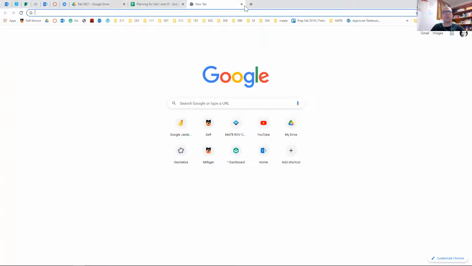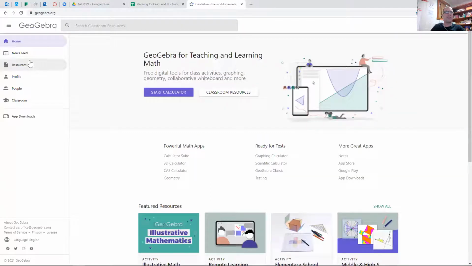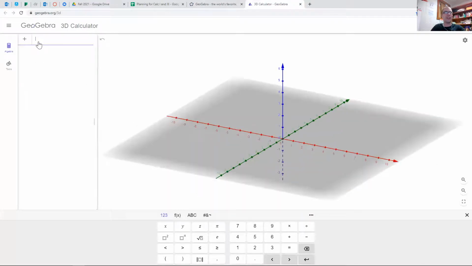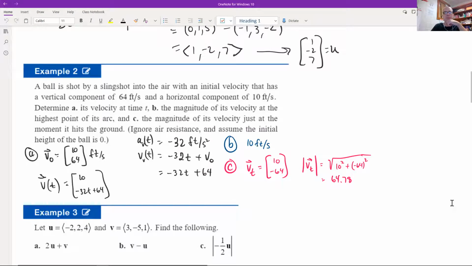Boom. Let's open up GeoGebra. We're in Calc 3, so we'll use a 3D calculator. All right, square root of 10 squared plus 64 squared. Take a little shortcut there, but it's just a little bit more than 64. 64.78. Come on. There we go. Feet per second.